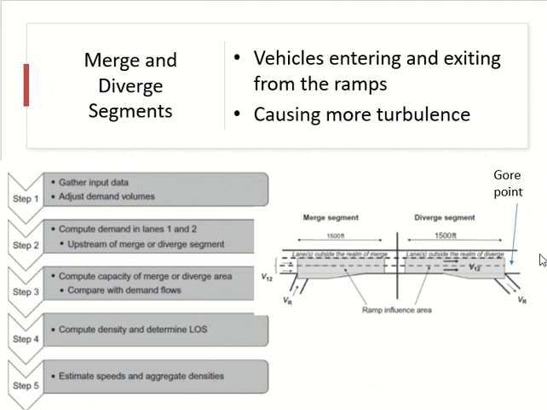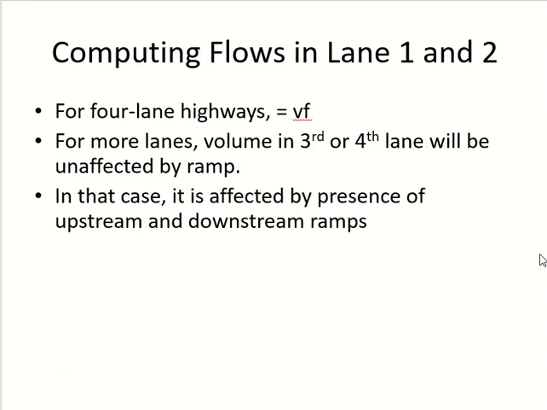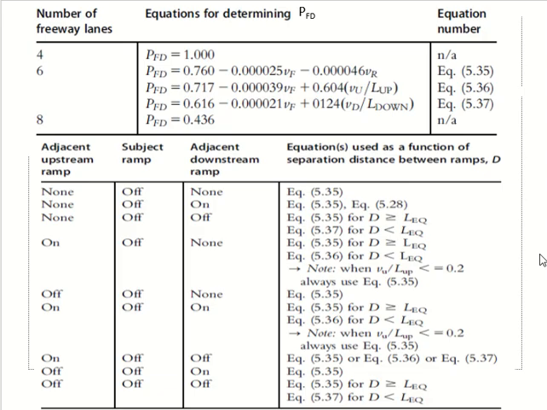For going out, it's a deceleration lane. But the length of the deceleration lane is still 400 feet. I'm looking for this factor now, the PFD factor. I don't have 4 lanes, I don't have 8 lanes, so these two cases are out. I have 6 lanes, and for 6 lanes I have these 3 options. Again, I will go to this table to find out which option is suitable.